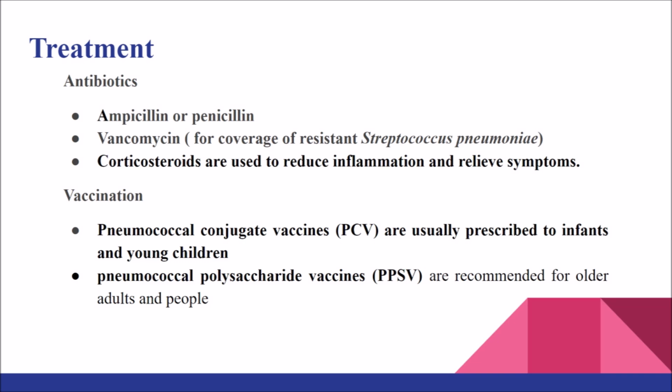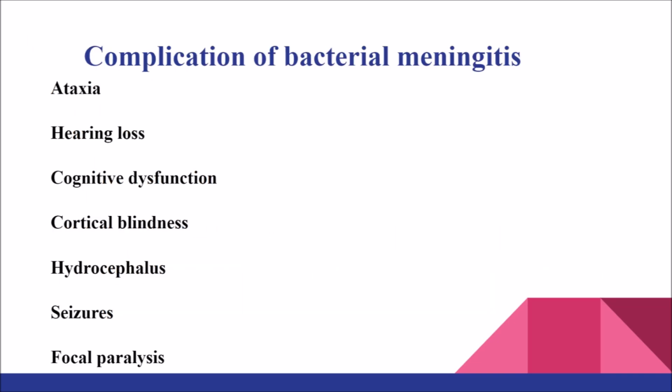Vaccination is very important. They include pneumococcal conjugate vaccines, which are usually prescribed to infants and young children, and pneumococcal polysaccharide vaccines, which are recommended for older adults and high-risk people. Complications of bacterial meningitis: ataxia, hearing loss, cognitive dysfunction, cortical blindness, hydrocephalus, seizures, focal paralysis.